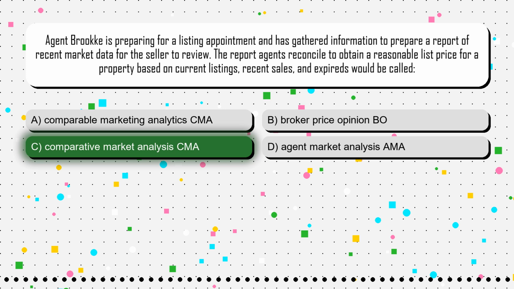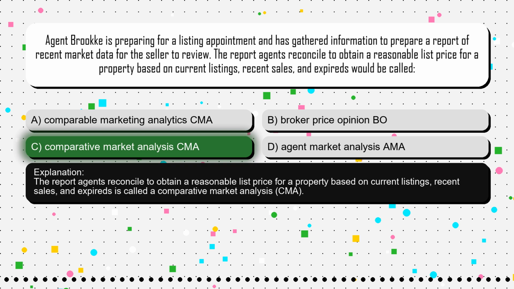The correct answer is option C, Comparative Market Analysis, CMA. The report agents reconcile to obtain a reasonable list price for a property based on current listings, recent sales, and expireds is called a comparative market analysis, CMA.